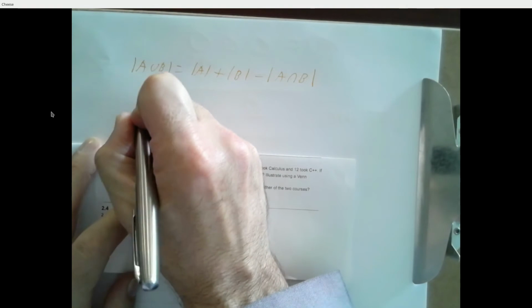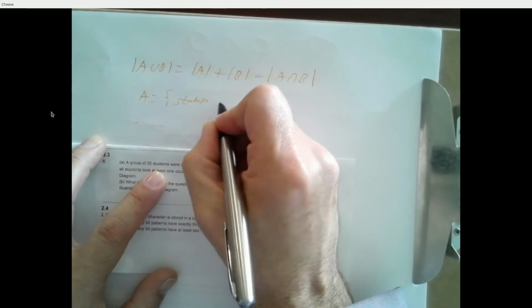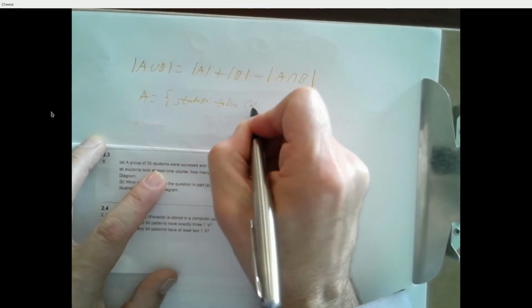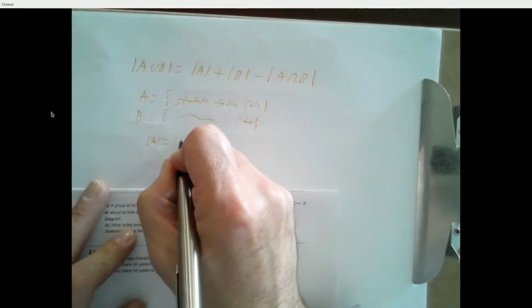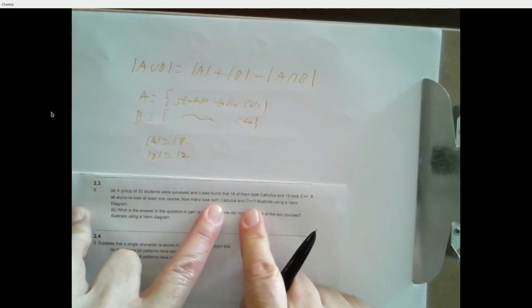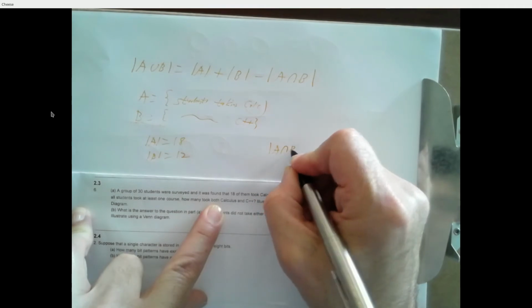So let A be the set of students taking calculus. B equals the set of students taking C++. And so the cardinality of A is 18, the cardinality of B is 12. And we know every student took at least one course, so every student is contained in either A or B or possibly both. So we want to know how many students took both calculus and C++. In other words, we want to find the cardinality of this intersection.